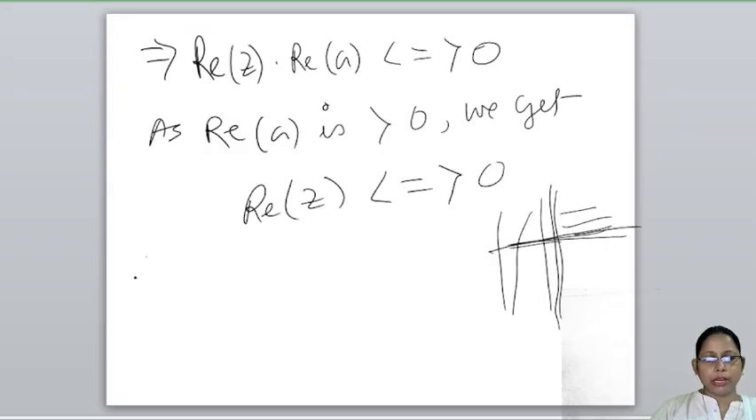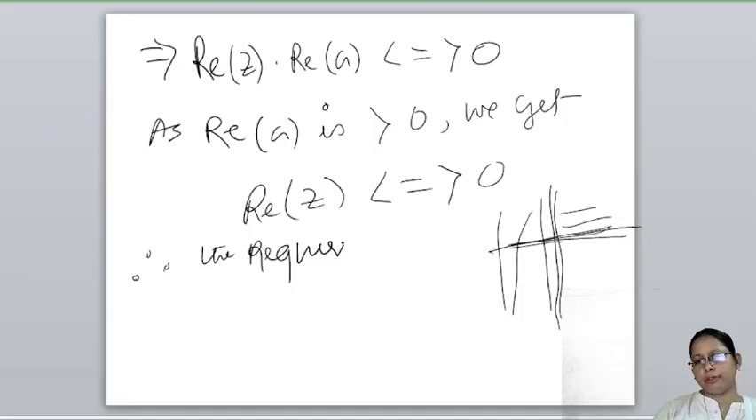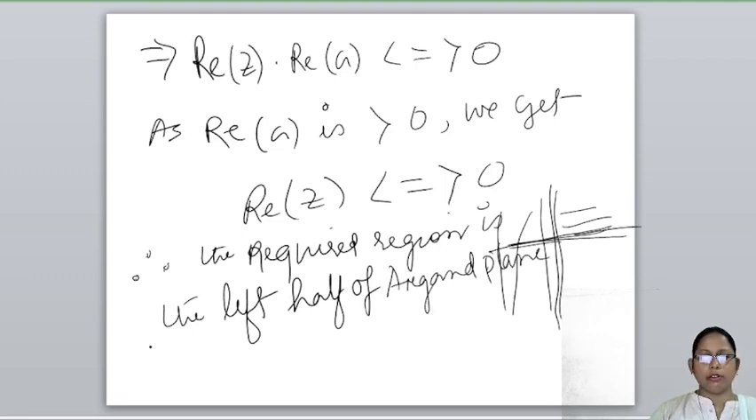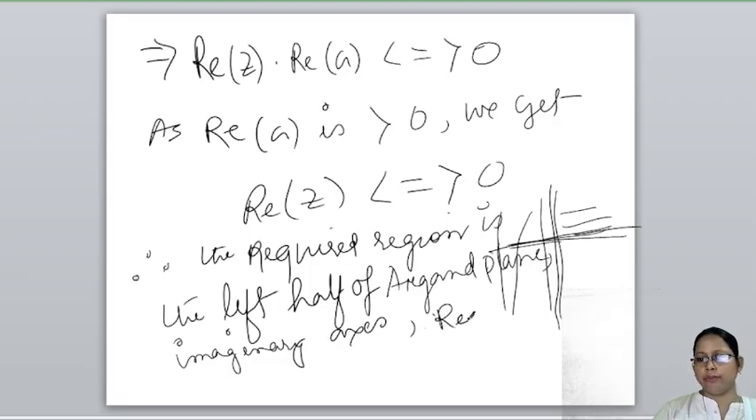So therefore the required region is the left half of the Argand plane, or the imaginary axis when the real part is equal to 0, or the right half of the Argand plane when the real part is greater than 0.